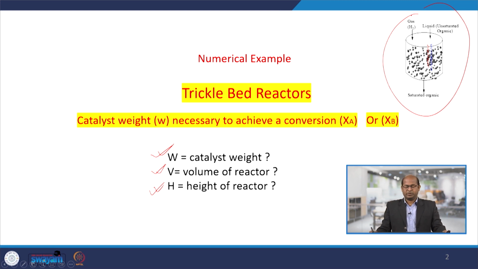In this trickle bed reactor, for a desired conversion, meaning the conversion is fixed for a particular reaction, how much catalyst do you have to put, what would be the volume of the reactor, and what would be the height of the reactor? These are the design components we need. So, for that we will discuss.